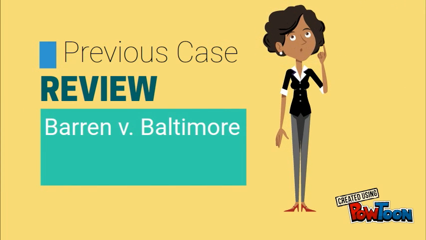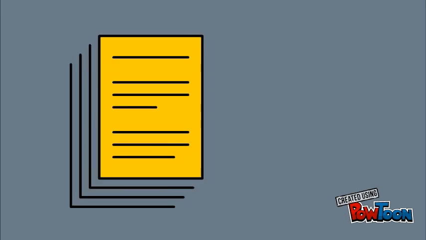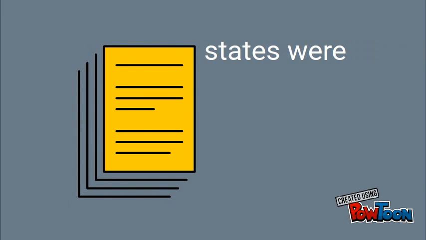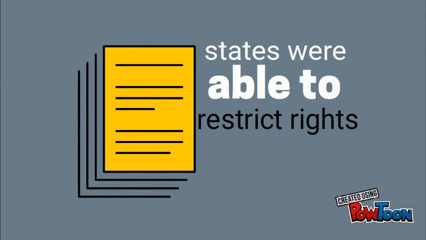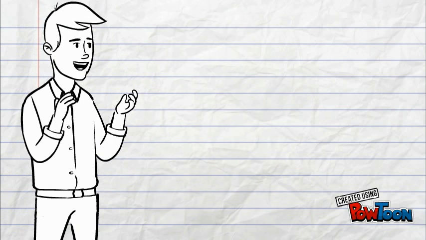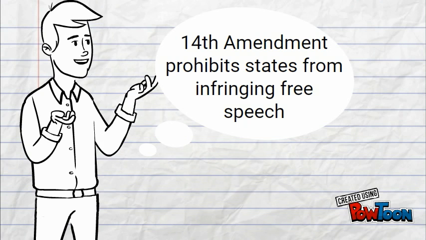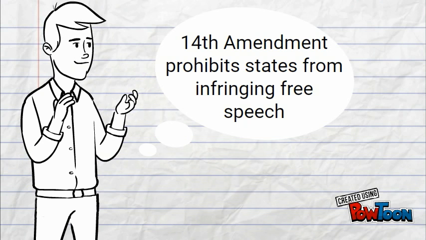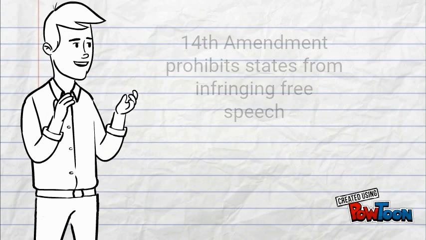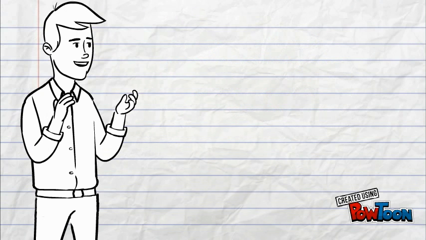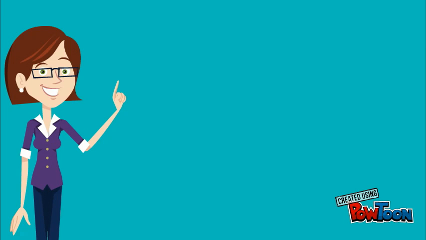of previous Supreme Court cases such as Barron v. Baltimore. In that case, the Bill of Rights applied solely to the federal government, and states were able to enforce statutes that restricted these rights. Justice Sanford delivered the opinion of the court and held that the 14th Amendment prohibits states from infringing free speech, but the defendant was properly convicted under New York's criminal anarchy law because he was distributing paper that advocated for the violent overthrow of the government.